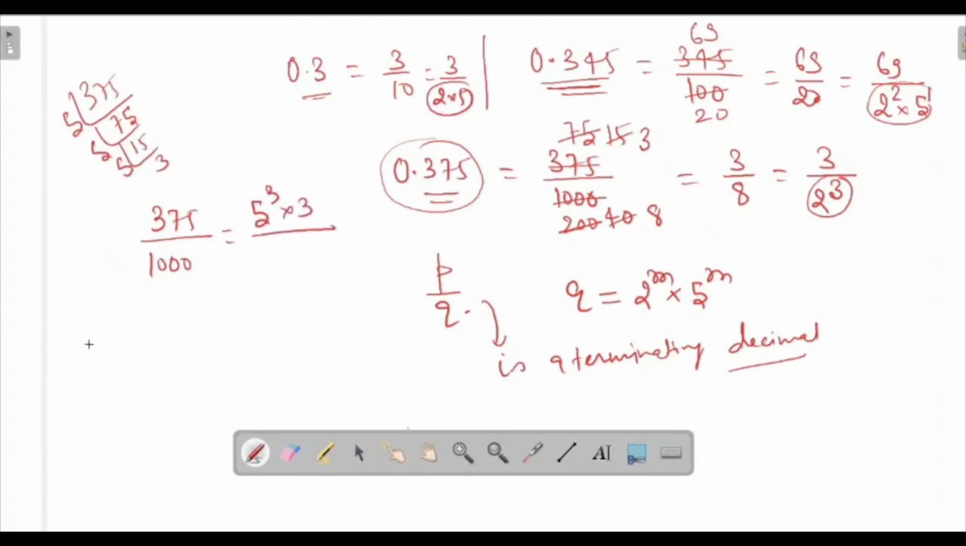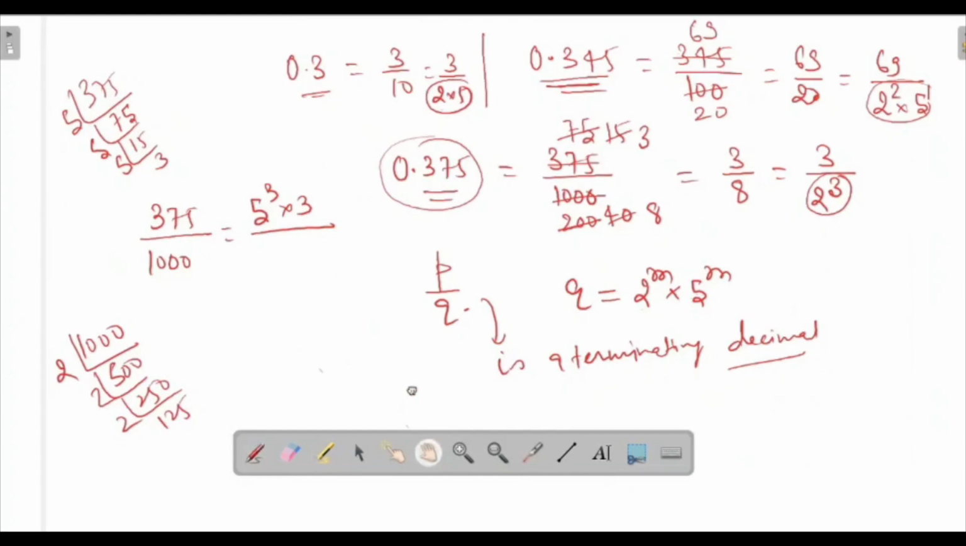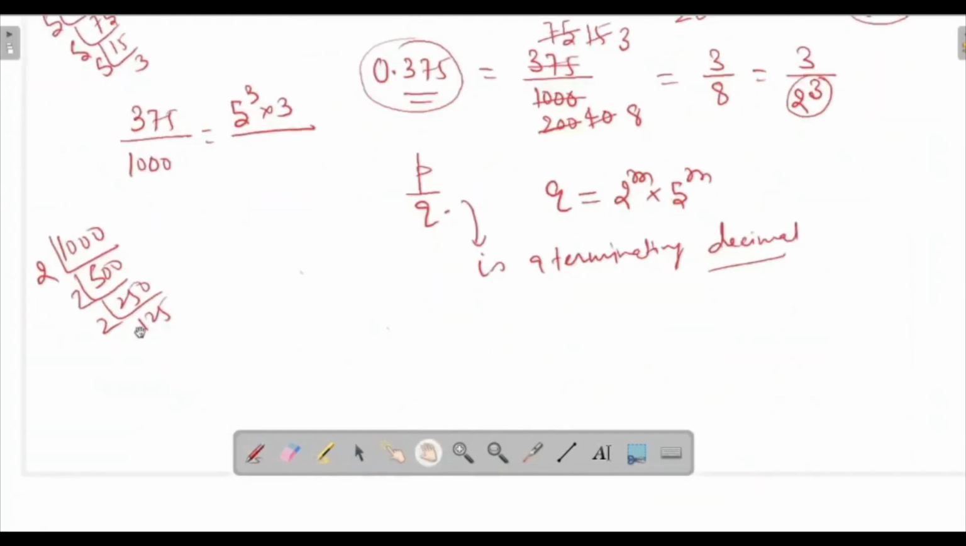What can I write this 1000 as? Again, let's write 1000. This is 2 times 500, then 2 times 250, then 2 times 125, then this will be divisible by 5. This is 5 times 25, then 5 times 5. So actually it is 2 to the power 3 into 5 to the power 3.